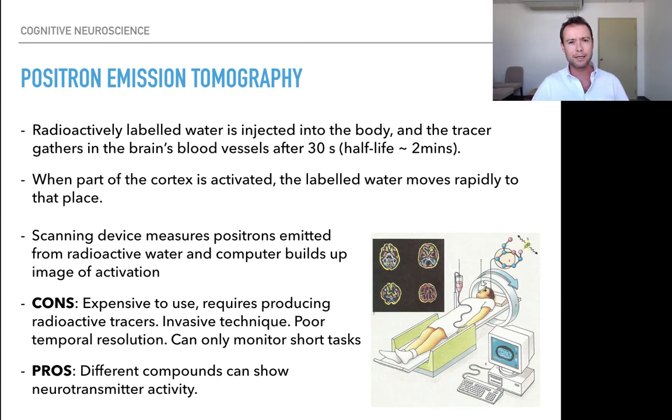Now, one thing that positron emission tomography is useful for is that you can use specific tracers or compounds that bind to specific neurotransmitters to indicate neurotransmitter activity. So, for example, you can have a labeled form of glucose that will bind to specific neurotransmitters.